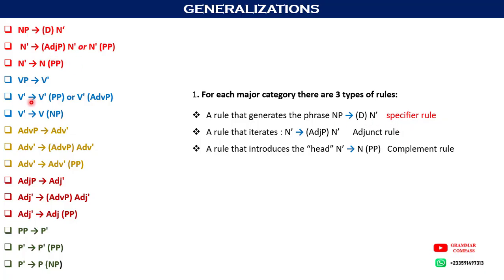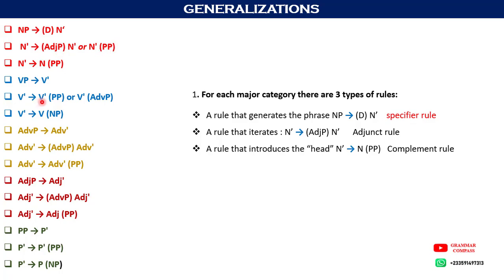Now what about the second rules? The second rule is the rule that iterates. We can repeat this rule as many times as we want. We call the second rule the adjunct rule. So for example, in the noun phrase, the N bar, this is the adjunct rule. It is the second rule. And this second rule iterates. You can repeat it as many times as you want. This is where we attach modifiers and qualifiers. So this can generate many N bars depending on the number of modifiers or qualifiers that we have.